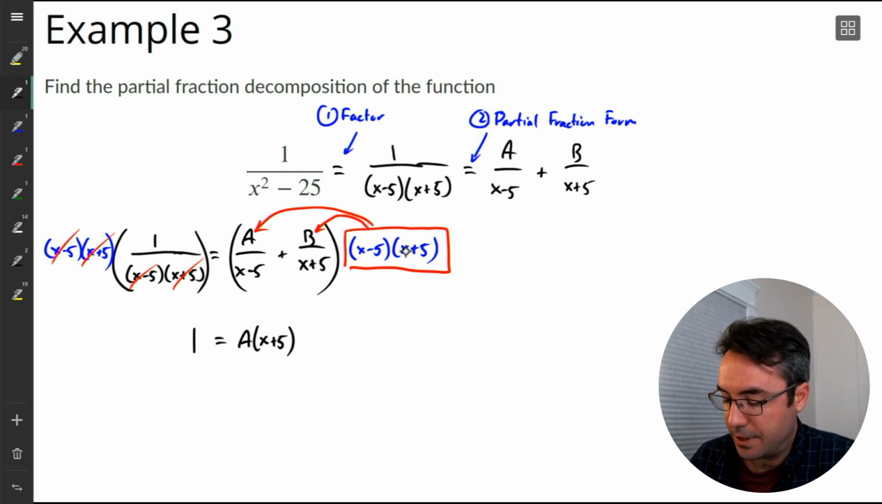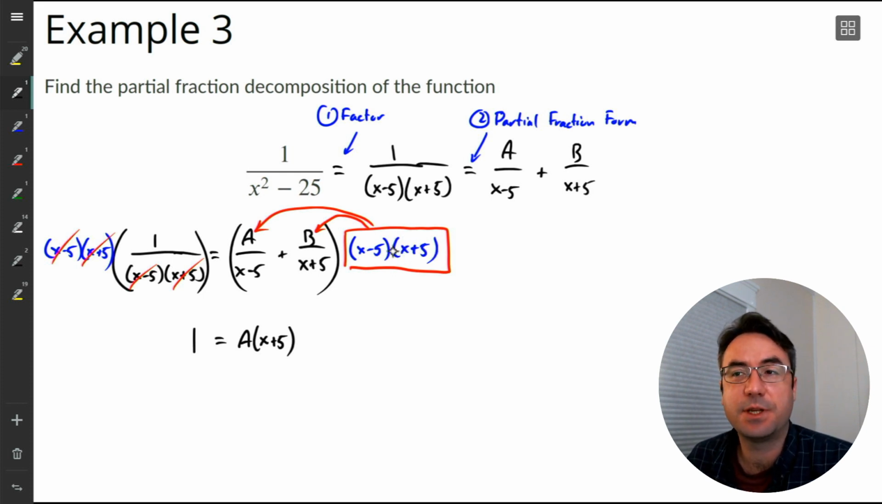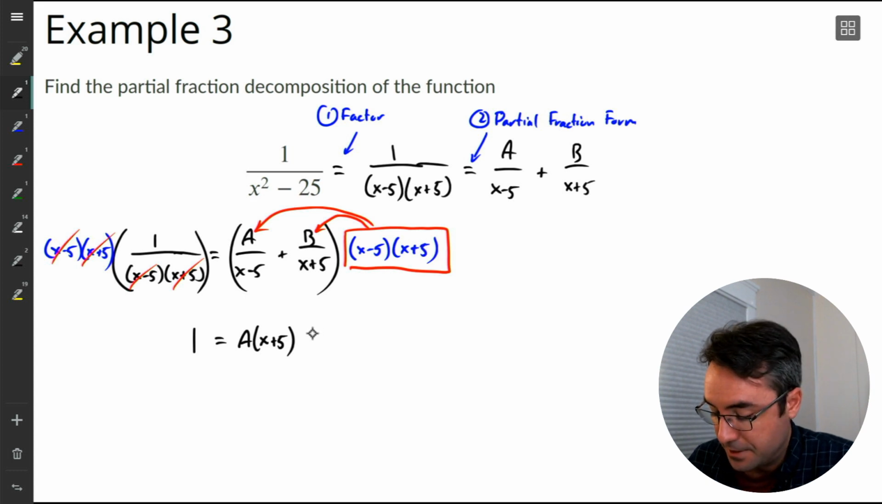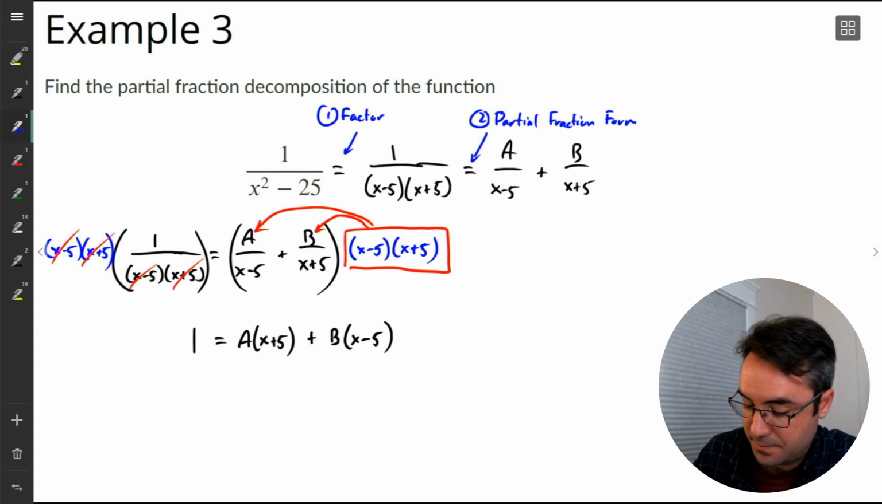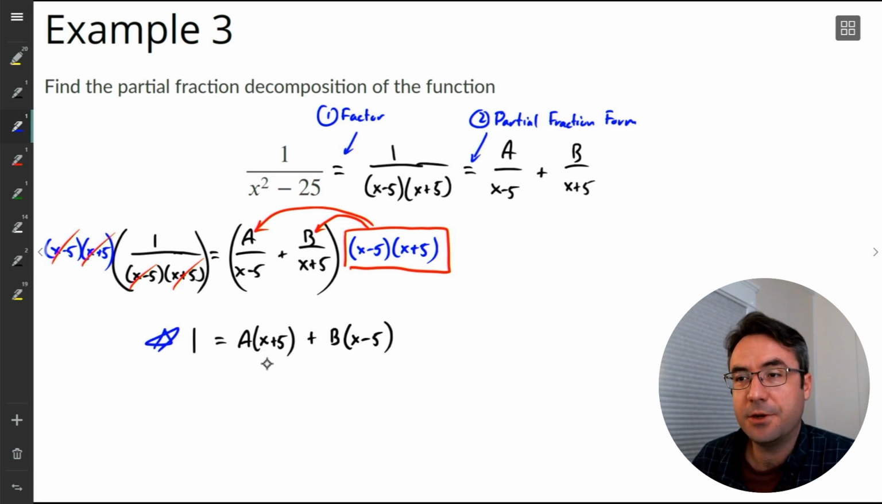Keep going. Now we're going to take this x minus 5 times x plus 5, and we're going to multiply it into this b fraction. And here we have an x plus 5 in the denominator. We're multiplying in an x plus 5, so those are going to cancel. So what we're left with then is b times x minus 5. And now we just have a nice equation, 2 linear terms. So let's just plug in some x values and see how this simplifies down.